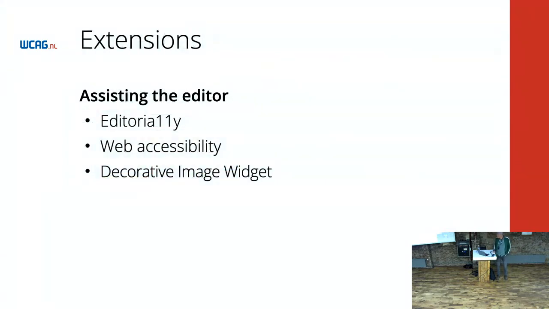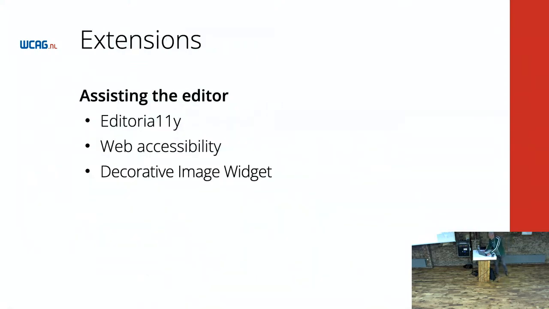Let's see. About some extensions for CKEditor. I would really like to have CKEditor help the editor more while adding content. So, for instance, you could tell the editor that the heading structure is not correct, or that maybe an alternative text is missing. There's nothing in CKEditor itself, apart from some minor things, but there are modules that can help you, and I think the nicest one is Editoria11y. There's also Web Accessibility, and the Decorative Image Widget is the one I just talked about, for leaving the alternative text empty. There might be others.